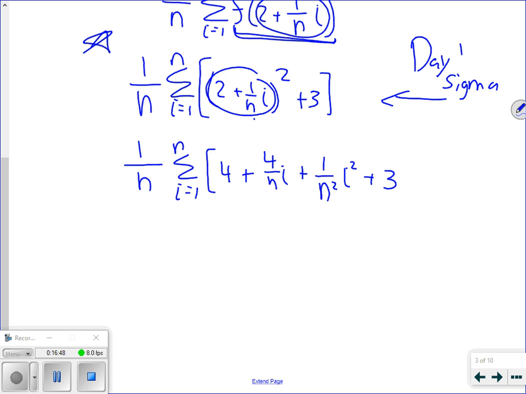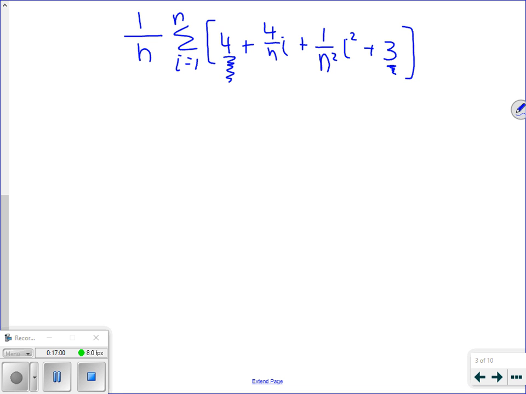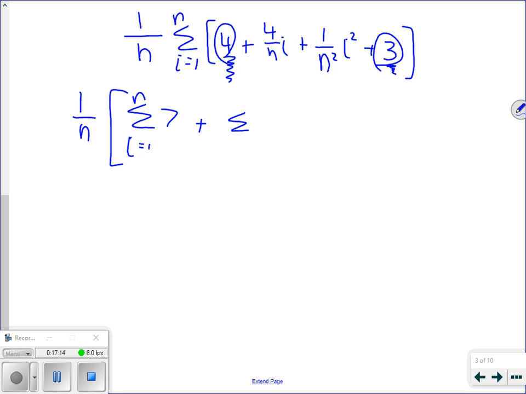Okay? And it looks like the like terms that we can combine together are the 4 and the 3. So if you think back to day 1 of sigma, how we kept solving this is we expanded it and then we separated it. So this is what I'm going to do. I'm going to have 1 over n multiplied by, and I'm going to separate all these summations. It's going to be the summation i equals 1 to n, and I'll go ahead and combine 4 and 3 together to 7, plus summation i equals 1 to n of 4 over n i plus the summation i equals 1 to n of 1 over n squared i squared.